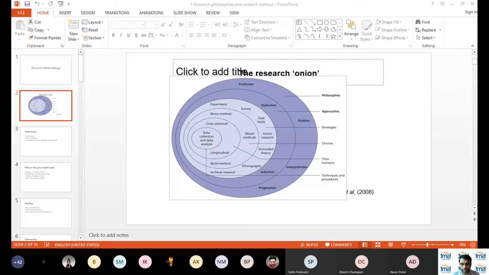Okay, so regarding realism, are you clear regarding positivism, realism?